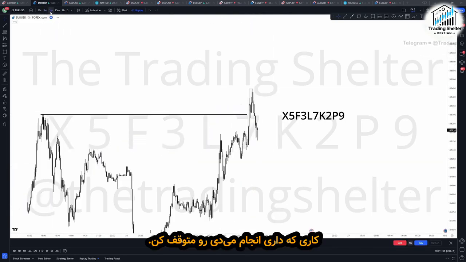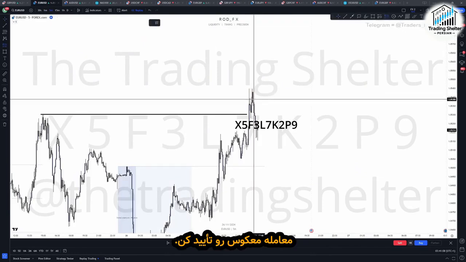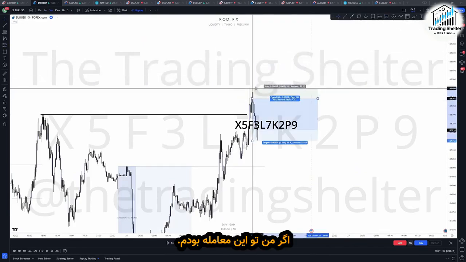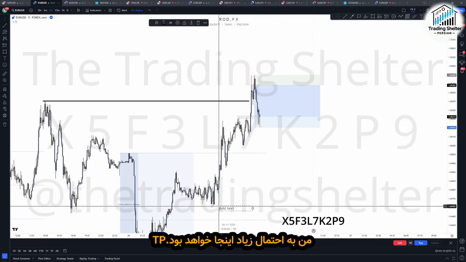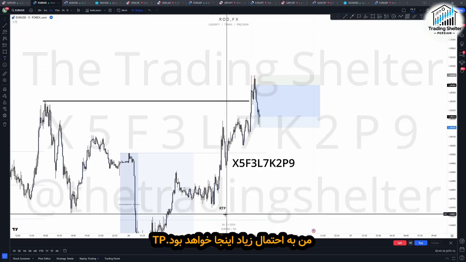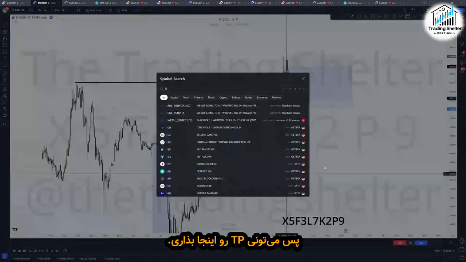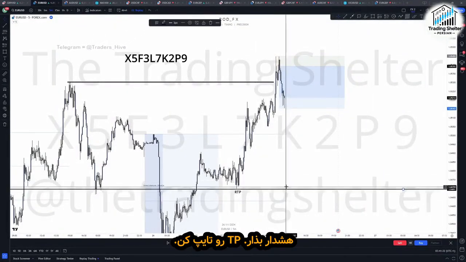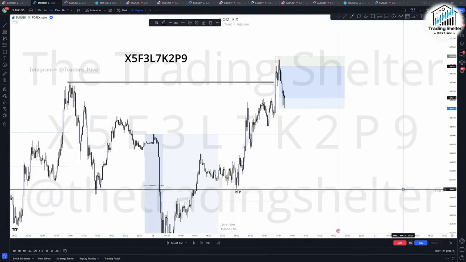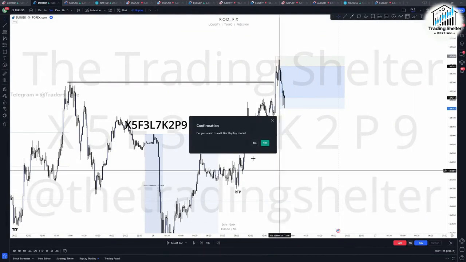Stop what you're doing. Confirm the reverse trade. If I was in this trade, where would be my RTP? My RTP would most likely be here, right? So you can just put the RTP here. You put an alert. You type RTP and you wait.